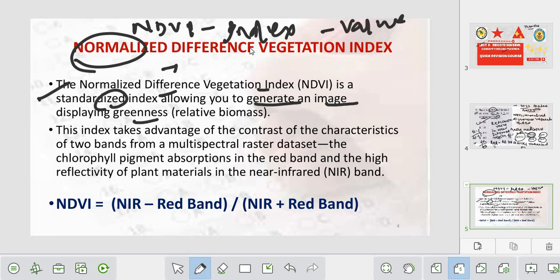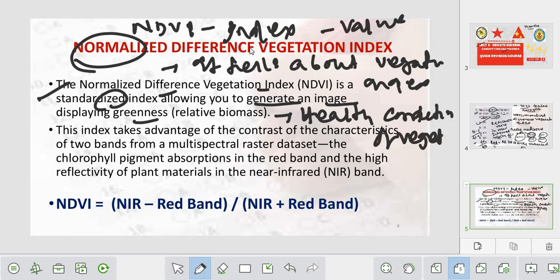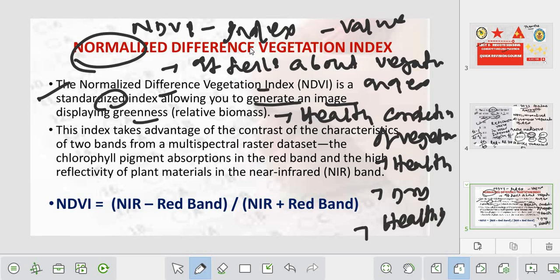So it tells about the vegetation index. What is this vegetation index? It tells about the health condition of vegetation, that means the healthiness of vegetation. Whether the vegetation is high or not, whether the vegetation is dry, or whether the particular vegetation is healthy. That is what the NDVI value tells.